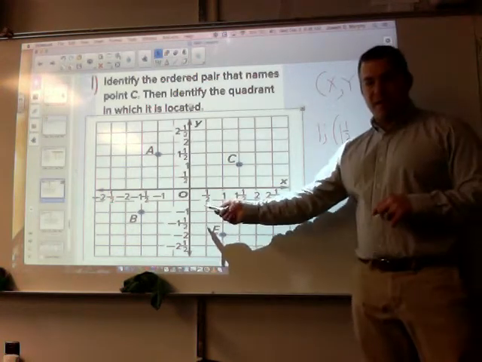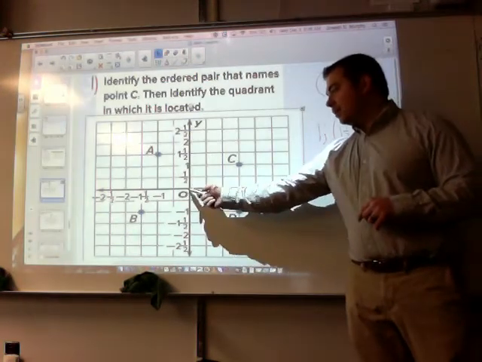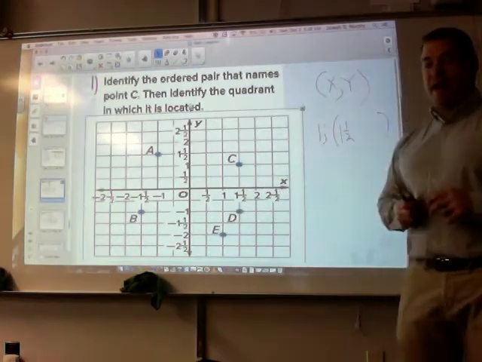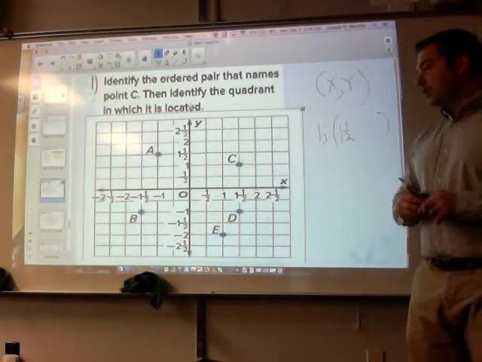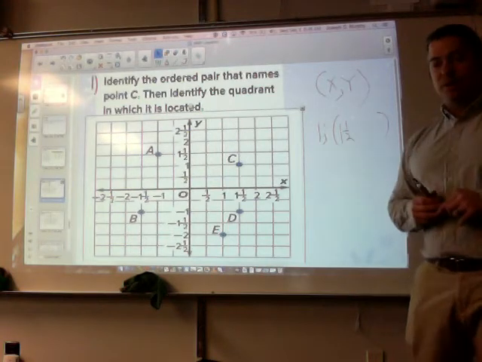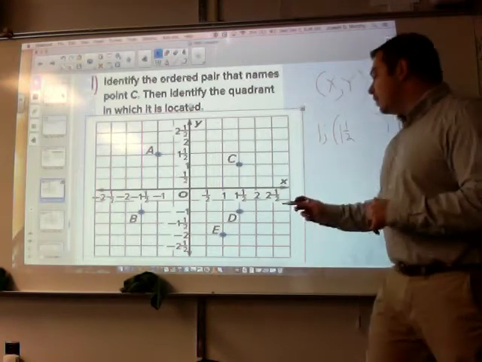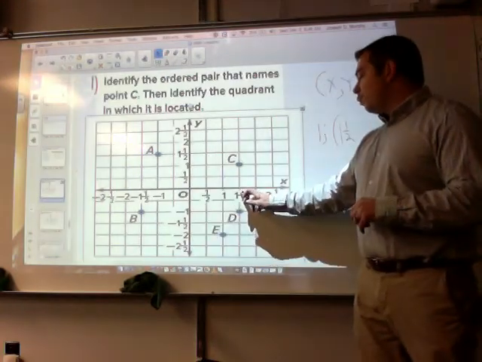Notice how the x is counting by halves. 0, half, 1, 1 and a half, 2, 2 and a half. Those could change on any graph. It could be counted by ones, twos, could even be counting by fourths. But this one is counting by halves. So my x is 1 and a half.